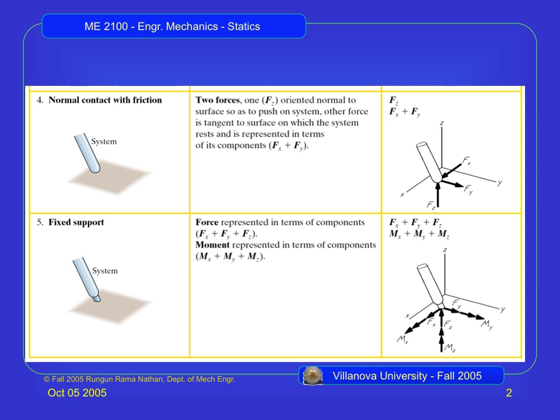Now, if you didn't have that cross member, you would have to consider the fact that the bottom of the chair is preventing it from sliding because of friction in two directions, in the X and the Y direction. Not in the Z direction, because the Z direction is up and down, and Fz would be the normal force. So this is pushing back up against the chair.